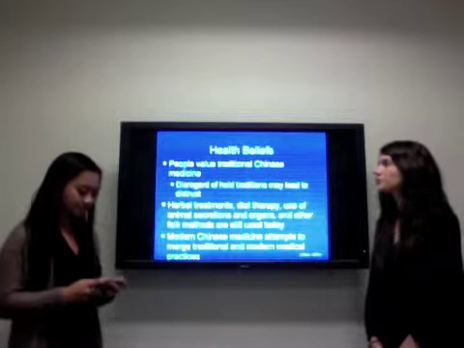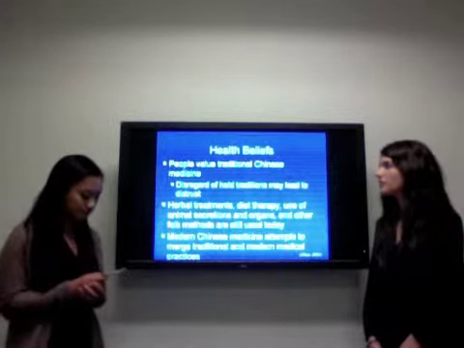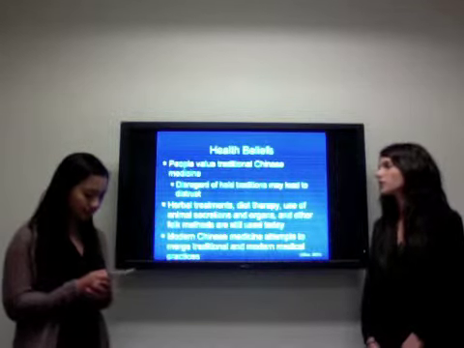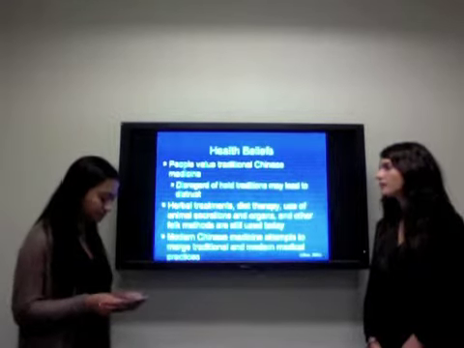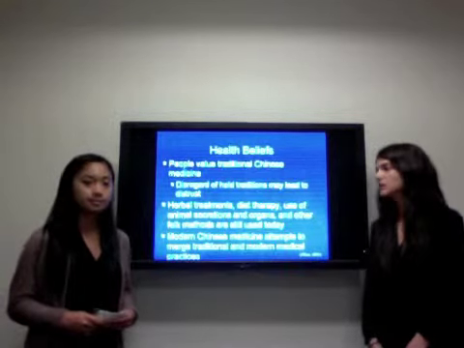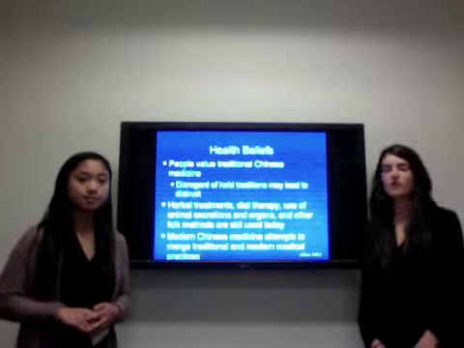The people still value traditional medicine in China today. The disregard of health traditions may lead to distrust in the healthcare industry. Herbal treatments, diet therapy, and the use of animal secretions and organs and other folk medicines are still used today. Modern Chinese medicine attempts to merge traditional and modern medical practices.